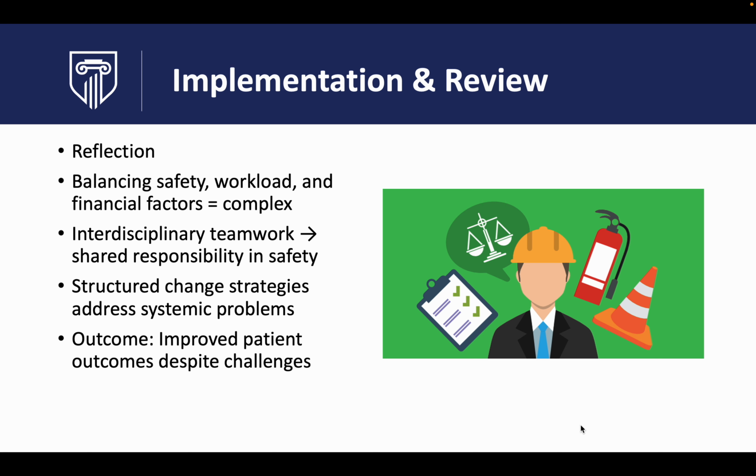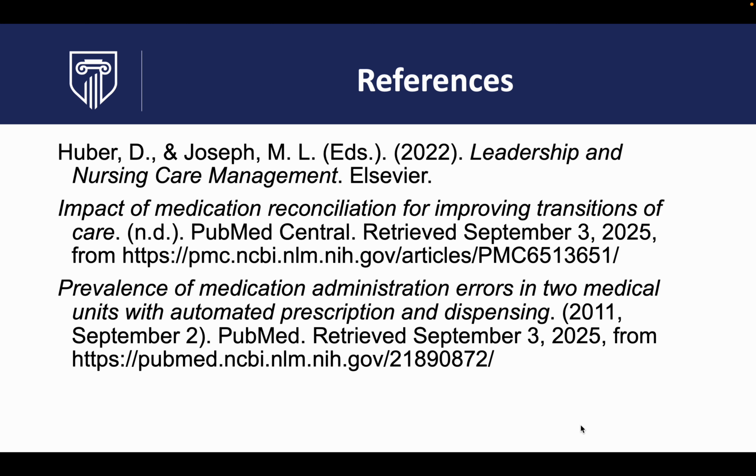And for our reflection portion, we really just want balancing safety, workload, and financial factors to be known as complex. And with this, we want to focus a lot on teamwork, like interdisciplinary teamwork. We want to share responsibility and safety. We want our structured change strategies to address systemic problems. And we want our outcome to mainly just improve patient outcomes despite challenges. Our patients always come first. Patient is priority more than anything.